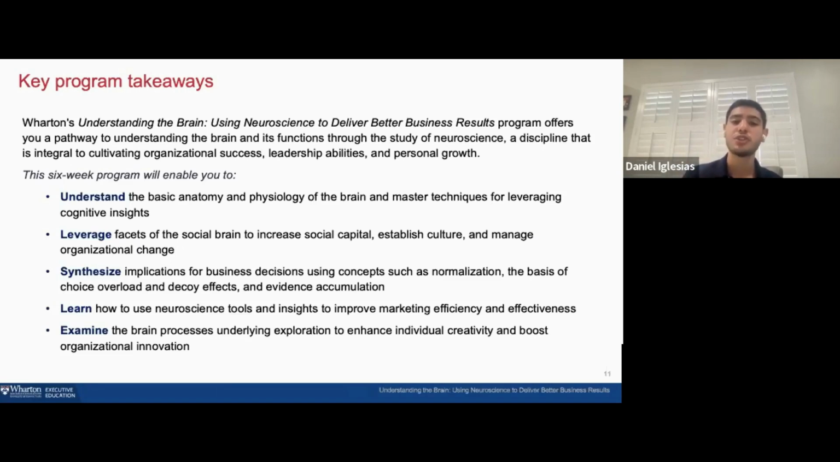Next, we'll learn how to use neuroscience tools and insights to improve marketing efficiency and effectiveness. And lastly, we'll examine the brain processes underlying exploration to enhance individual creativity and boost organizational innovation. These are the key pillars that will shape the course of this program. And throughout each of them, you'll see applications with each module that we will now be reviewing.